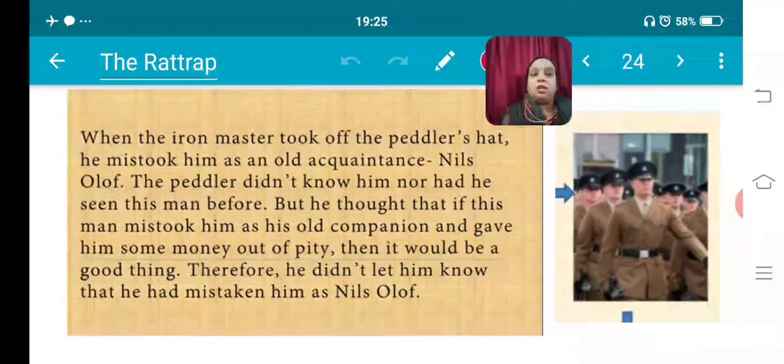When the iron master took off the peddler's hat, he mistook him for an old acquaintance, Niels Olaf. The peddler didn't know him, nor had he seen this man before. But he thought that if this man mistook him for his old companion and gave him some money out of pity, then it would be a good thing. Therefore, he didn't let him know that he had been mistaken for Niels Olaf.